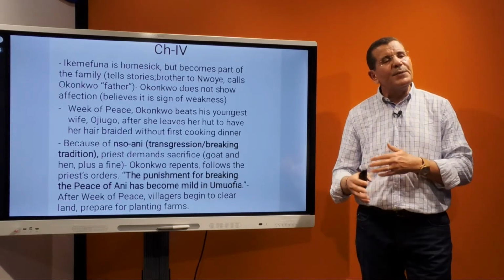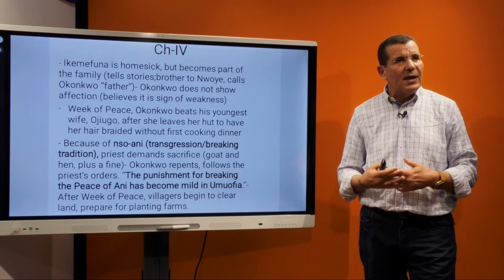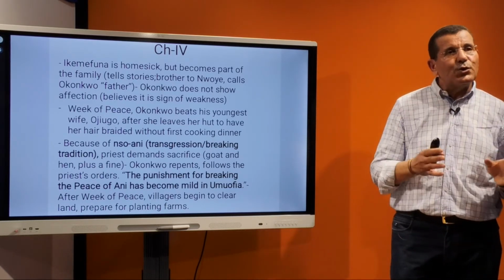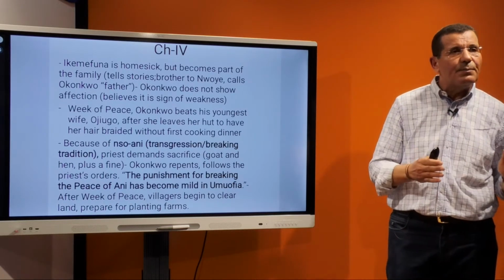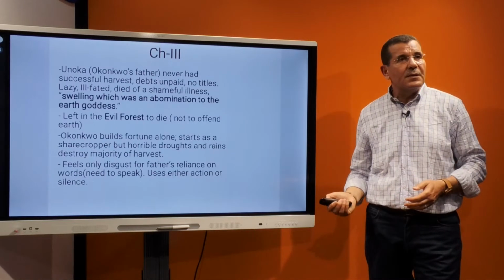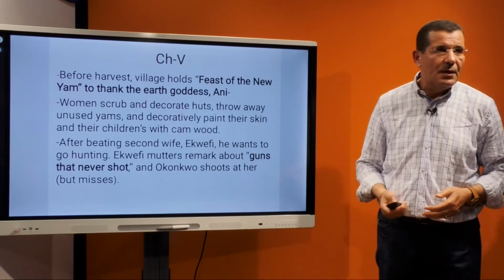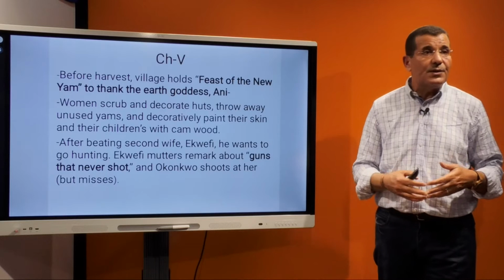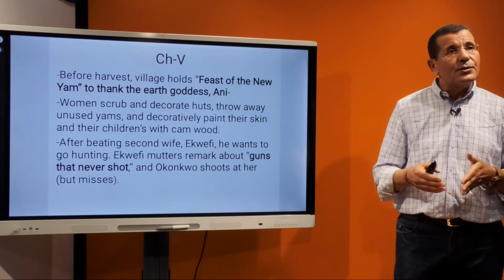Now, after a week of peace, the village begins to clear land and prepare for planting the farm. So there is a week of peace where things should be calm and nothing wrong happens. And after that, it is the beginning of happiness. And before harvest, the village holds the feast of the new yam to thank the earth goddess Ani.